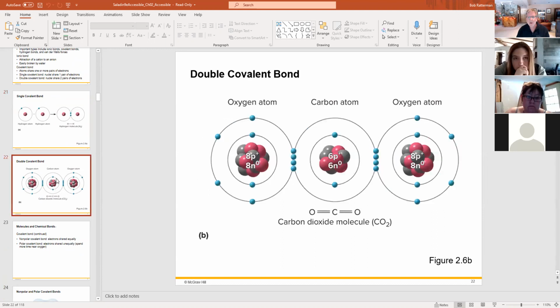Let's go to this one, the double covalent bond. What's going on here? Looks more complicated. Well, it kind of is. We're looking here at an oxygen atom, here's a carbon, here's another oxygen. If you look at the valence of oxygen, if you look it up in the periodic chart, let's think, it's got 4, 5, 6, it has a valence of 6.